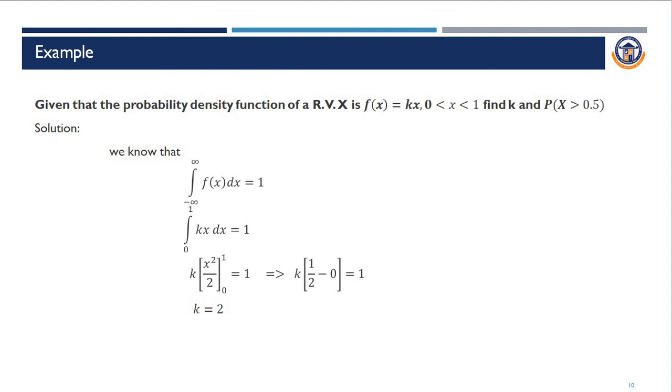We know that the total probability is always 1. In the continuous case, the total probability is the integral from minus infinity to plus infinity of f of x dx equal to 1. So, here the given interval is x lies between 0 to 1. So, the integral from 0 to 1 of kx dx equal to 1. K constant take outside. Integration of x gives x squared by 2. Substituting the upper limit minus the lower limit and equating to 1, we get the k value as 2.